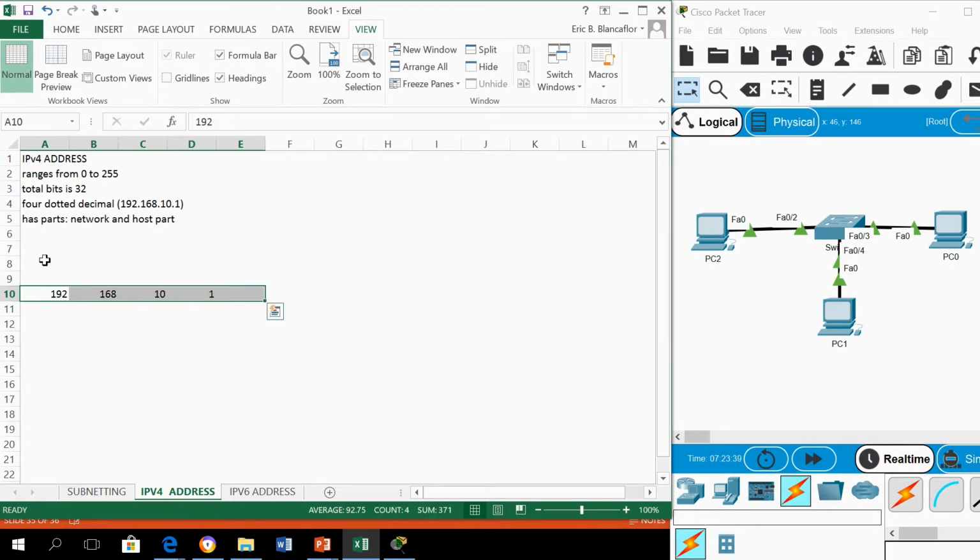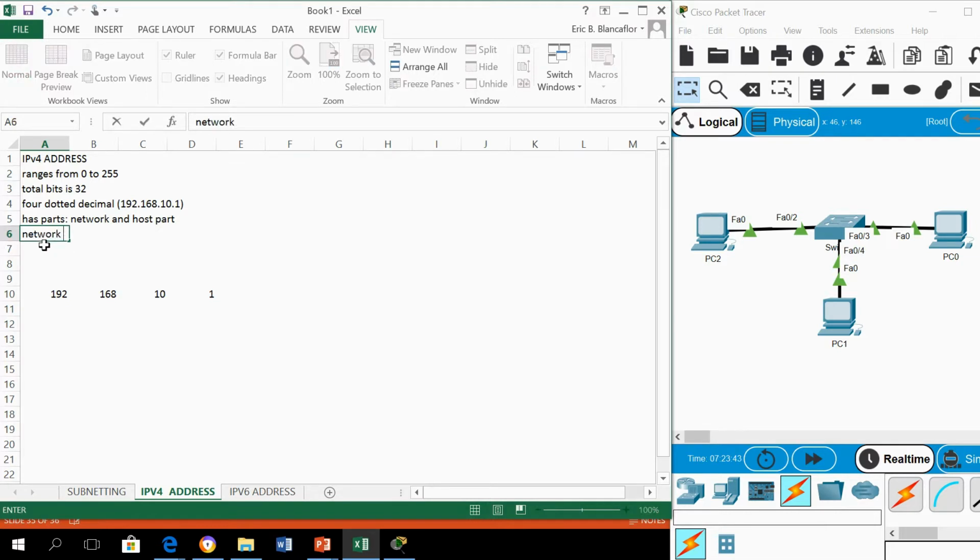By definition, the network part is the identity of the group, and the rule is that it should be the same. The host part is the unique identity of the device, and this should be different. So again, take note of these two parts, the network part and the host part.